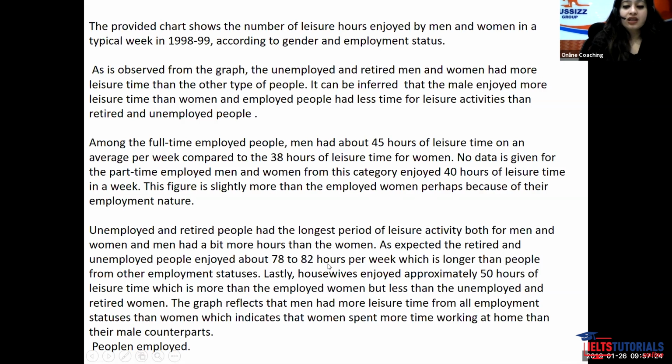Lastly, housewives enjoyed approximately 50 hours of leisure time, which is more than employed women, but less than unemployed and retired women. The graph reflects that men had more leisure time from all employment statuses, which indicates that women spend more time working at home than men.